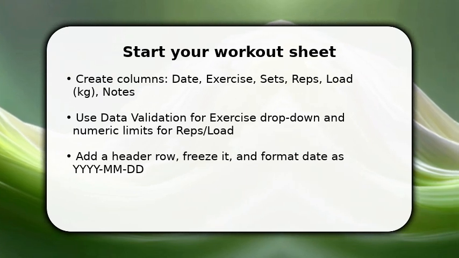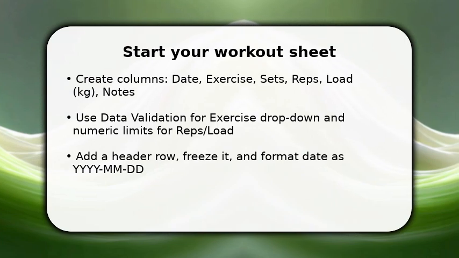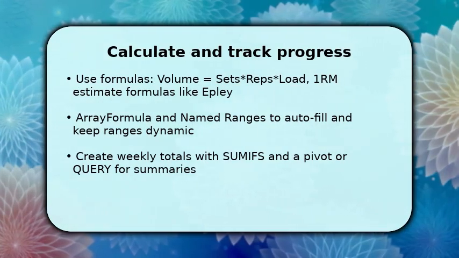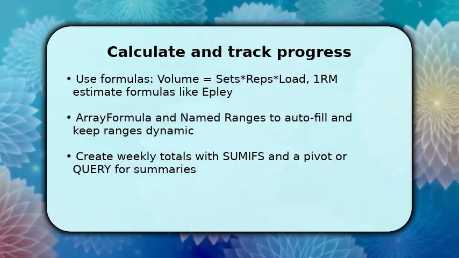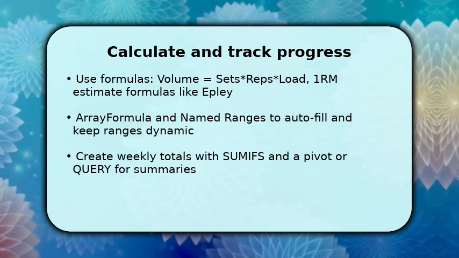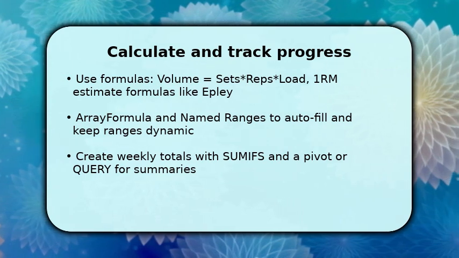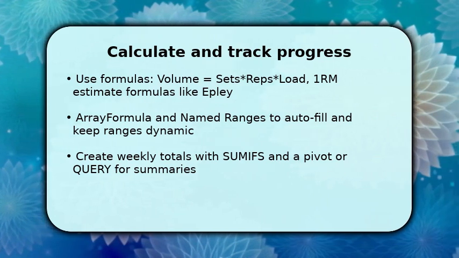Now enter your first session rows and record 1 to 3 warm-up sets before moving to main lifts. You now automate calculations that reveal progress. Add a volume column using sets * reps * load and an estimated 1RM using the Epley formula so you see intensity. Once done, wrap these in array formula or use named ranges so new rows compute automatically.